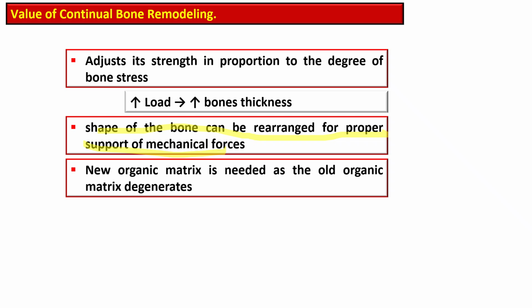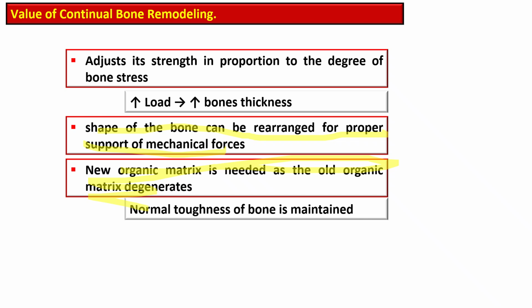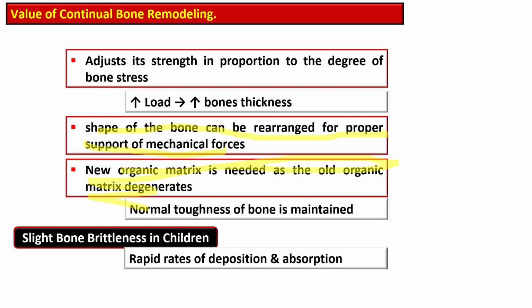Then there is replacement of the brittle bone matrix. Over time, the organic matrix in bone ages and becomes brittle. The remodeling replaces the old matrix with new one to maintain flexibility and toughness. Children have rapid remodeling, so their bones are strong and flexible. In contrast, elderly people have slower remodeling, contributing to brittle bone and fracture risk. In summary, bone remodeling enhances strength, maintains shape and function, and replaces aged and weak bone to prevent brittleness.